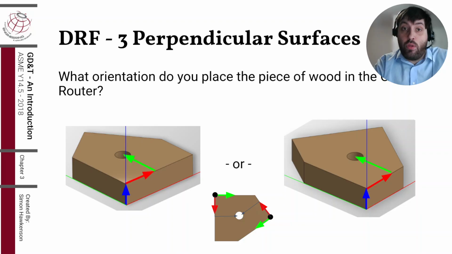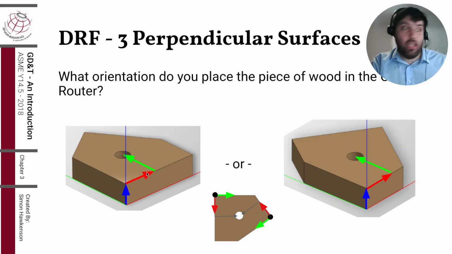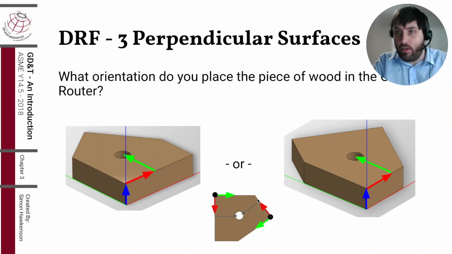Here are both part orientations sitting on the work surface of the CNC router. You can see that the coordinate system relative to the part is different depending on its orientation. So the path that the CNC router would take, or the basis vectors that would dictate the path that the CNC router would take relative to the part, is different. So here on the left, you can see I put some imaginary basis vectors, and they're different.